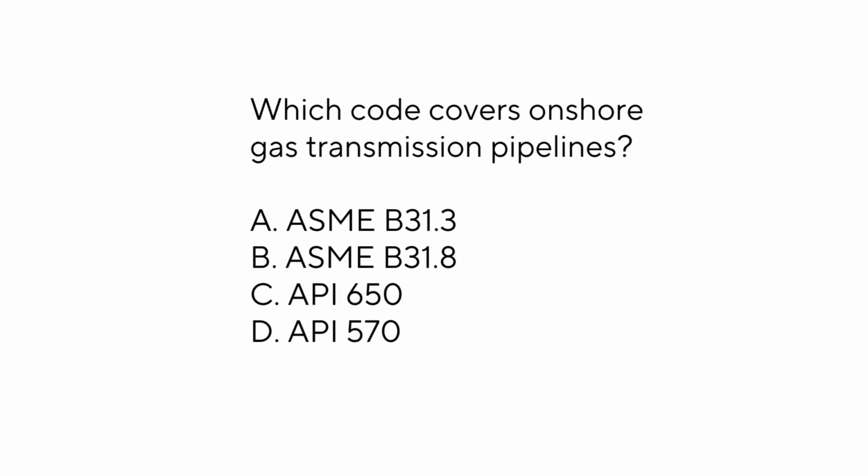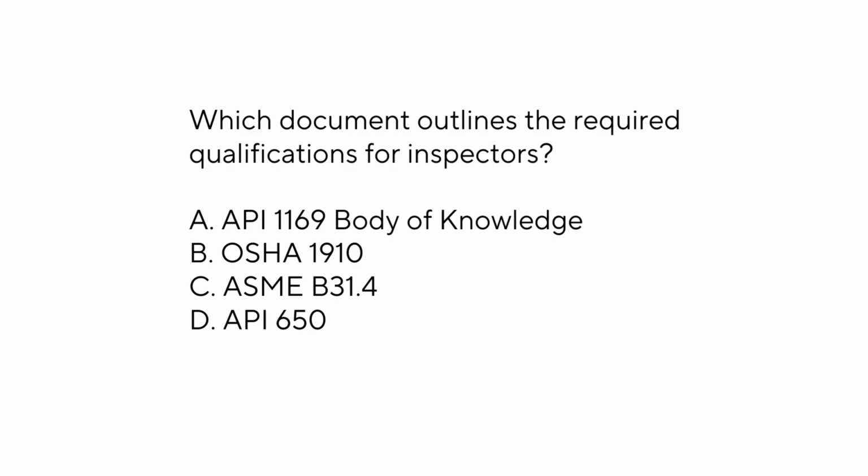Which code covers onshore gas transmission pipelines? A. ASME B31.3. B. ASME B31.8. C. API 650. D. API 570. Answer: B. ASME B31.8.